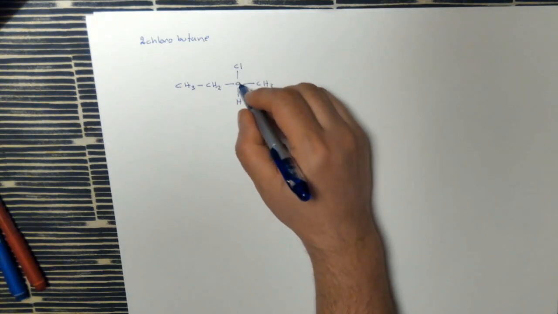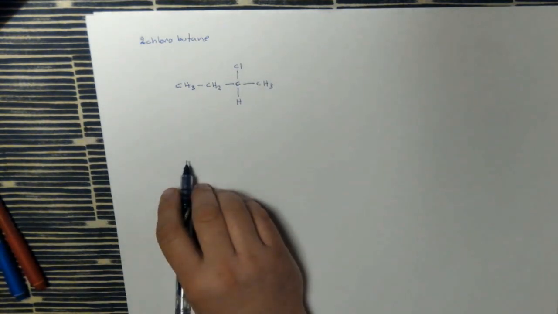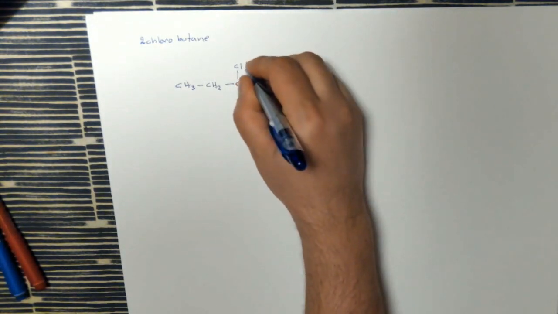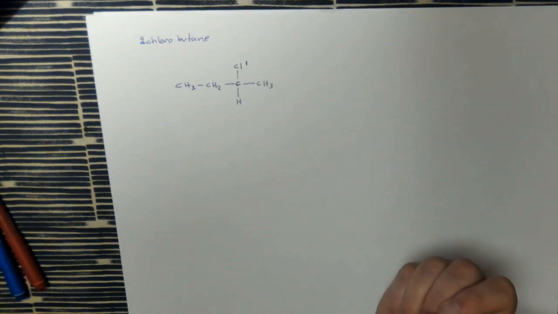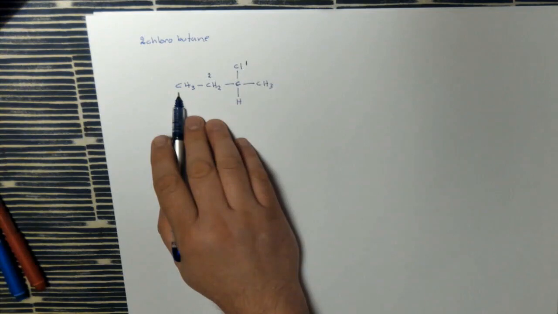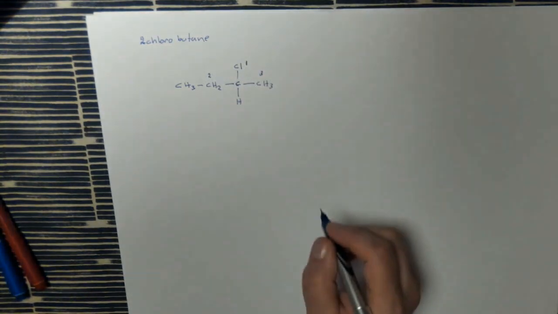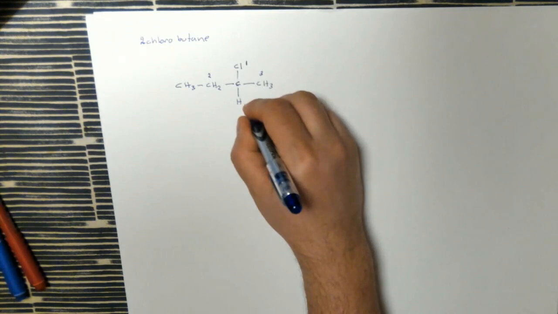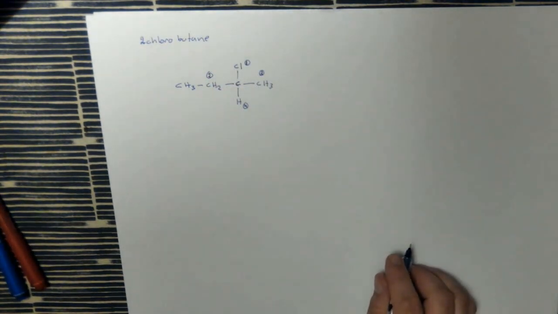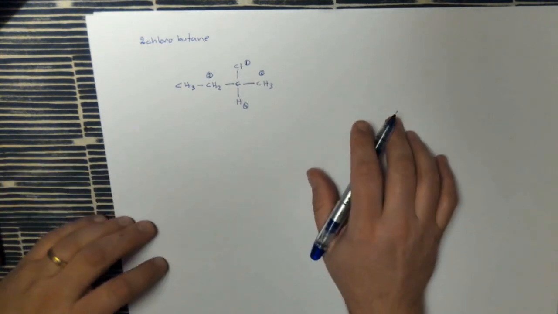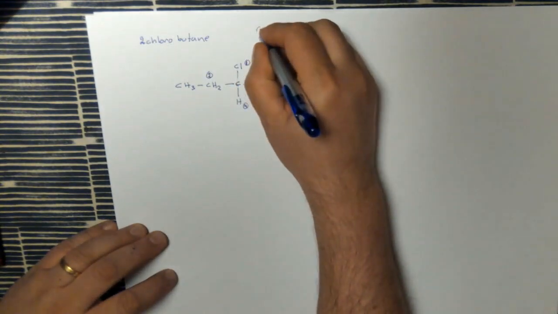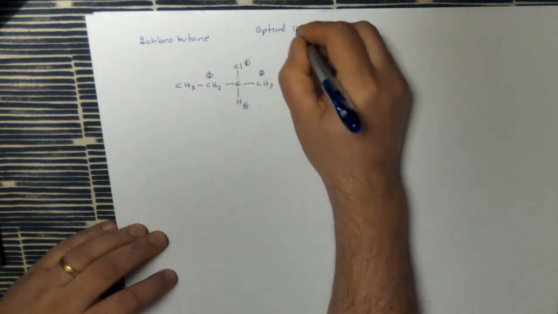If we prioritize the groups on the basis of their atomic mass, then we know that the chlorine is going to get priority 1, and this carbon is going to be priority 2 because it's a carbon that then has another carbon attached, and this is priority 3, and this is priority 4. So remember, the priority rules from the earlier part when we talked about E/Z still apply to this type of stereoisomer as well. So these are optical isomers.